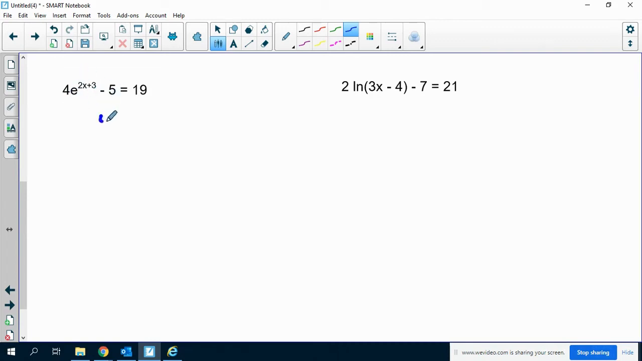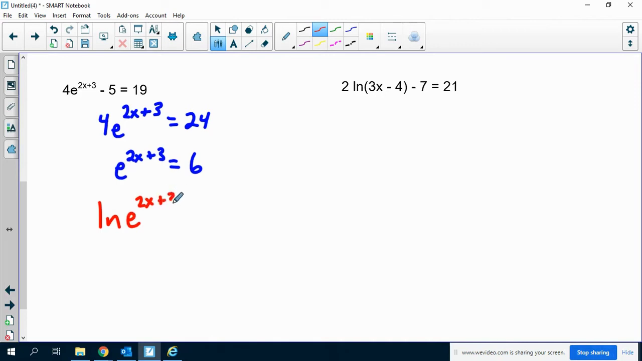So if I'm solving these problems, I still want to get the exponent part by itself. So I'm going to add 5. So 4e to the 2x plus 3 equals 24. Then I'm going to divide by 4. So e to the 2x plus 3 equals 6. And then how do I get rid of any number that's in an exponential equation? I take a log. Well, in this problem, I have to take log base e, which I know is natural log. So I'm going to take natural log of both sides.